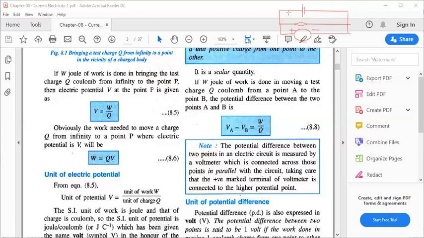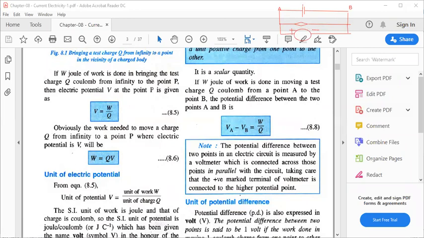This is my point A, okay, and this is my point B. So it will always be connected in parallel to that circuit. So the positive terminal will be connected to the positive terminal of the cell and the negative to the negative terminal of the cell.